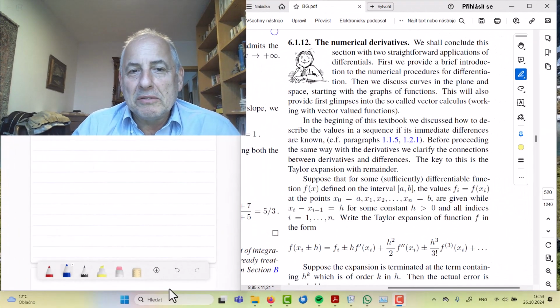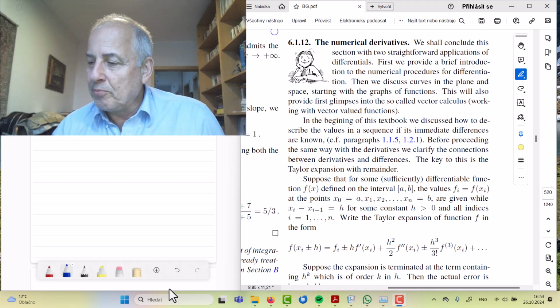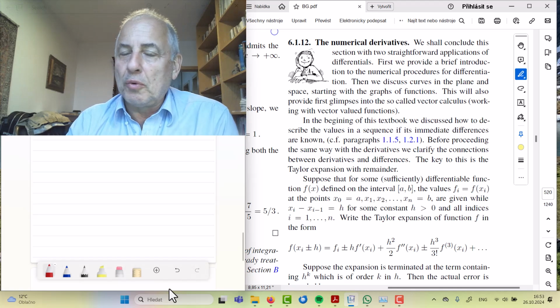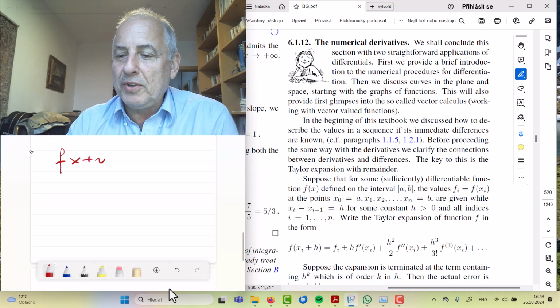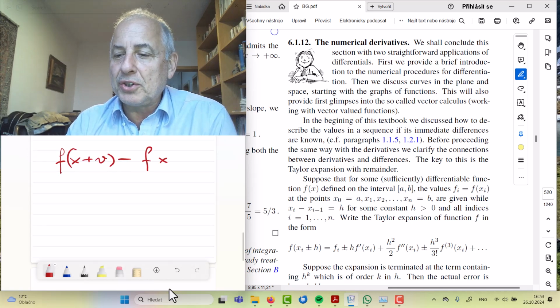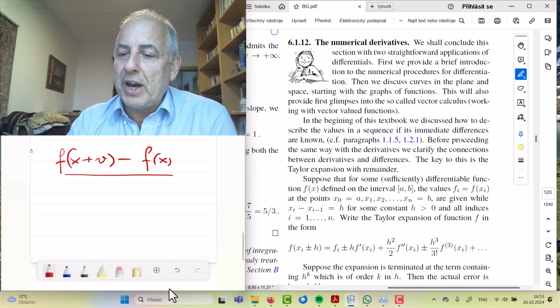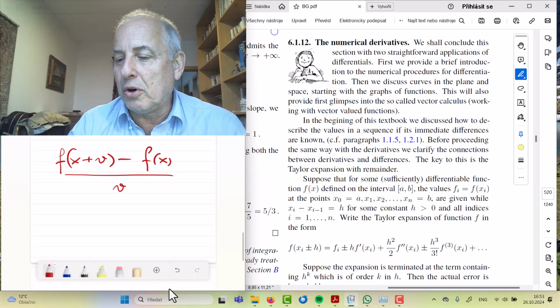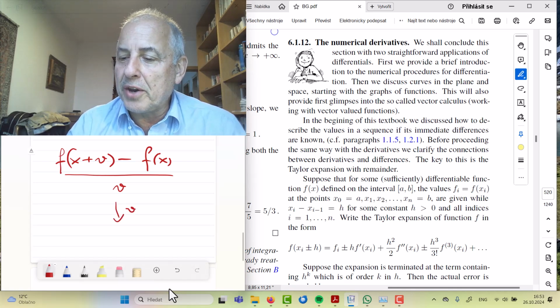And that's a direct application of the Taylor expansion and the remainder there. So what do we want to do? If we want to discuss the derivatives, what should it be? It's just something like f(x+v) minus f(x). That's the growth of the value when we let the argument grow, and we divide it by v. So we have the relative growth, right? And now we go with v to 0, and this is the derivative.